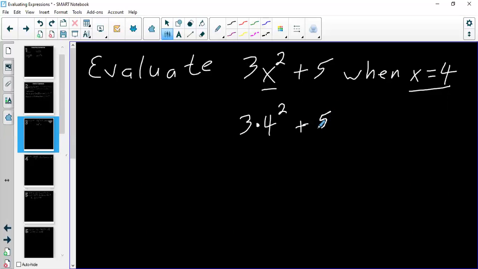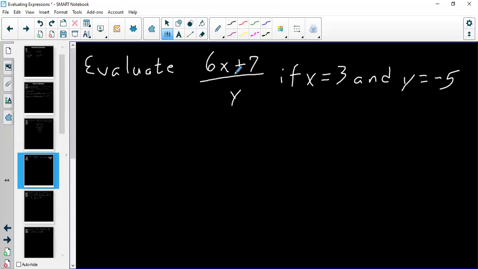5. Okay, so again, order of operations, there are no grouping symbols. Exponents come next, so 4 squared, not 34 squared, but 4 squared. So that's 4 times 4, 16, plus 5. Multiplication comes before addition. So we're going to have 48, 3 times 16, 48, plus 5, and we wind up with 53.